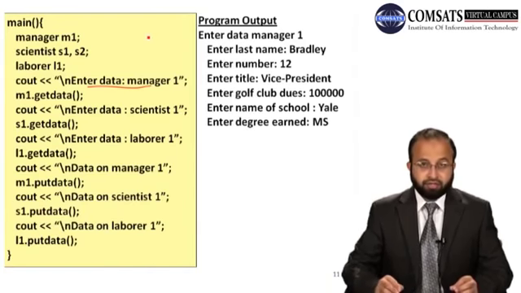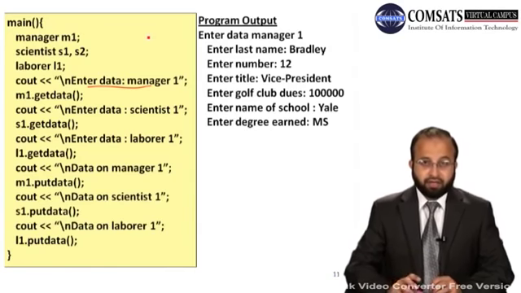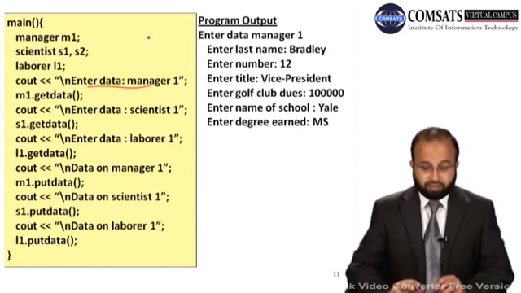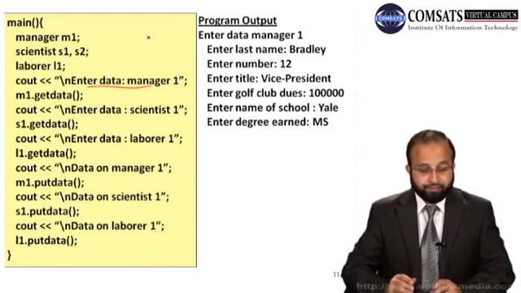When you input these two things, control will be transferred back to the call position. The next statement will be enter title and enter golf club dues, which were two private data members of the manager class, and it takes the input. And then it will basically call student scope resolution operator get edu. It will call the get edu function, and when the get edu function is called, then you have to enter the name of the school and enter the degree earned.